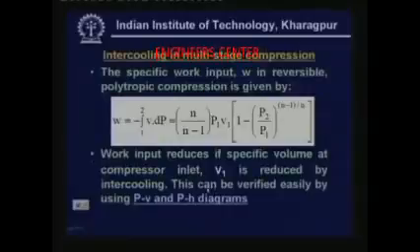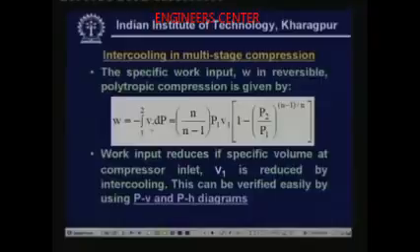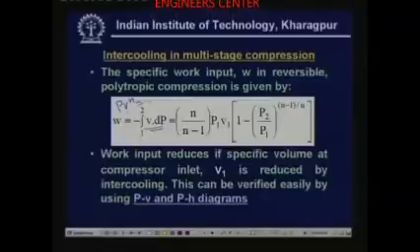Now let us look at intercooling, the other concept of intercooling. The specific work input to a compressor in a reversible polytropic compression is given by this expression. This expression is basically obtained by integrating this, and all polytropic processes, if you remember, follow this equation: PV to the power of n is constant.